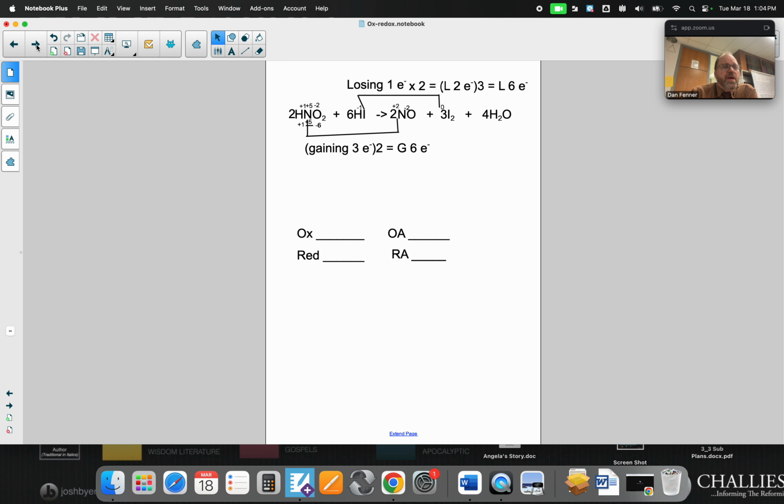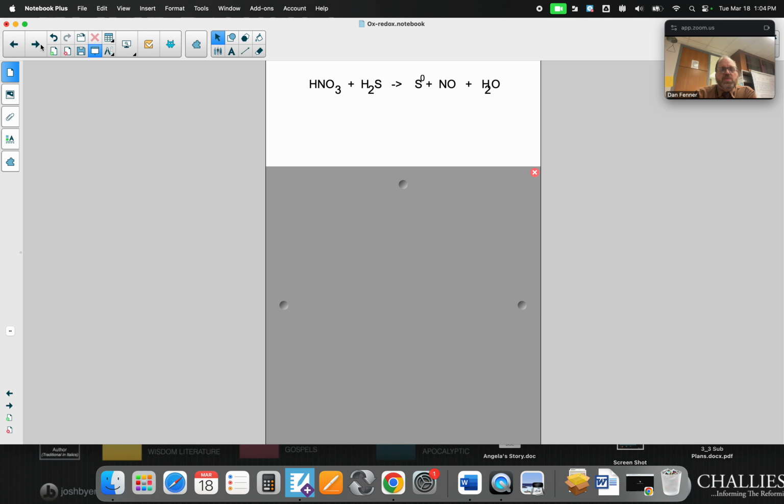Which one's losing? Iodine's losing. Which one's gaining? Nitrogen's gaining. Oxidizing agent, which one caused oxidation by being reduced? Nitrogen's reduced, so that would be nitrogen. And which one caused reduction by being oxidized? Iodine's oxidized. So there we go. Let's try a couple more. Let's do this one up here.